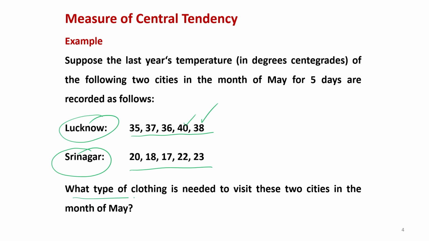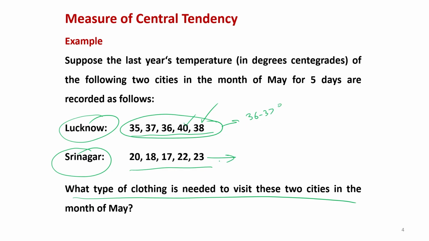Suppose somebody wants to know what type of clothing is needed to visit these two cities in the month of May. So now you can see here, by looking at the data of Lucknow, the values are concentrated around say about 36, 37 degrees, and the values in Srinagar are concentrated around 20, 21 degrees centigrade. So this means the weather in Lucknow will be quite hot and weather in Srinagar will be quite cold. So now based on this information, whether it is hot or cold, the tourists can carry the required clothing.